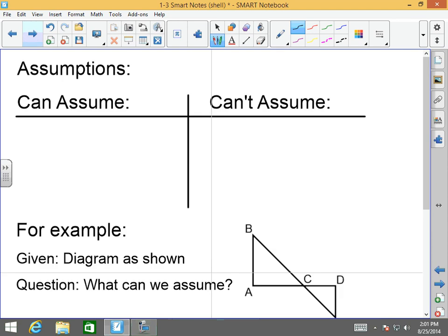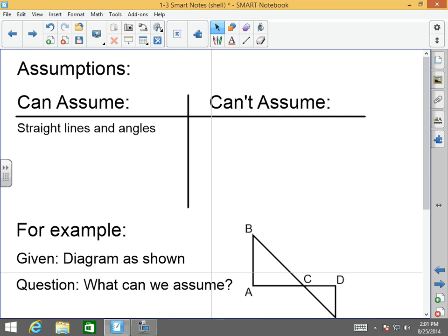There are certain things in geometry that you can assume, and there are certain things that you cannot assume. Please memorize these, learn them, absorb them, love them, live them, because this is huge, especially for proofs. Let's first talk about what you can assume.